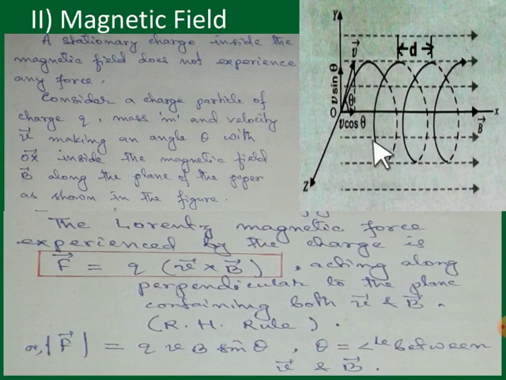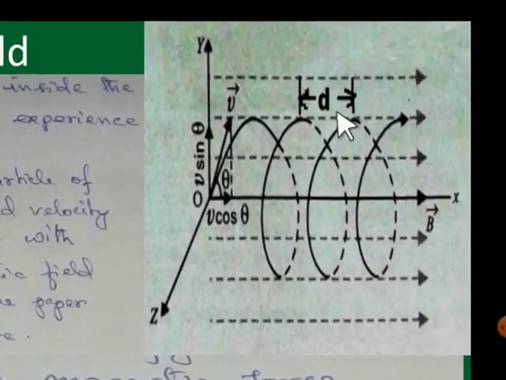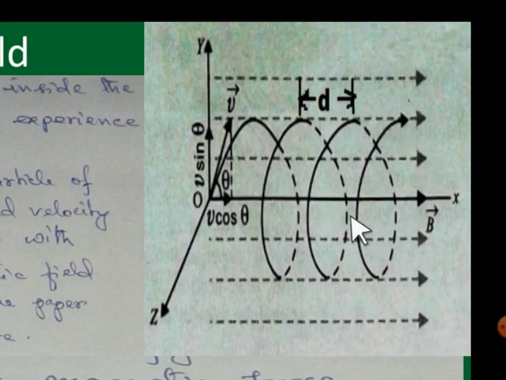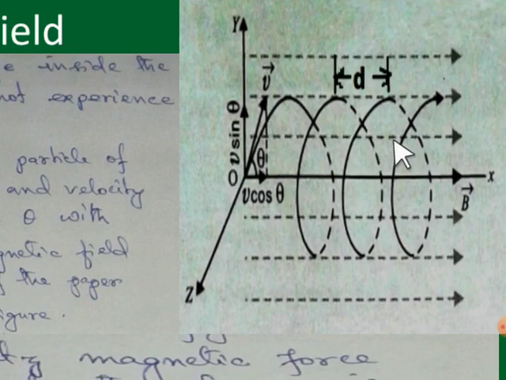Got it? It will have a circular path due to the centripetal force, and due to this uniform velocity component V1, V cos theta, the charged particle has to move in the direction of the magnetic field. So while taking that circular turn, it will also have that horizontal displacement. Let the distance moved by the charged particle between one turn and the next consecutive turn be denoted by d. This distance d between the circular paths of the charged particle we call the pitch of the helical path of the charged particle inside the magnetic field.